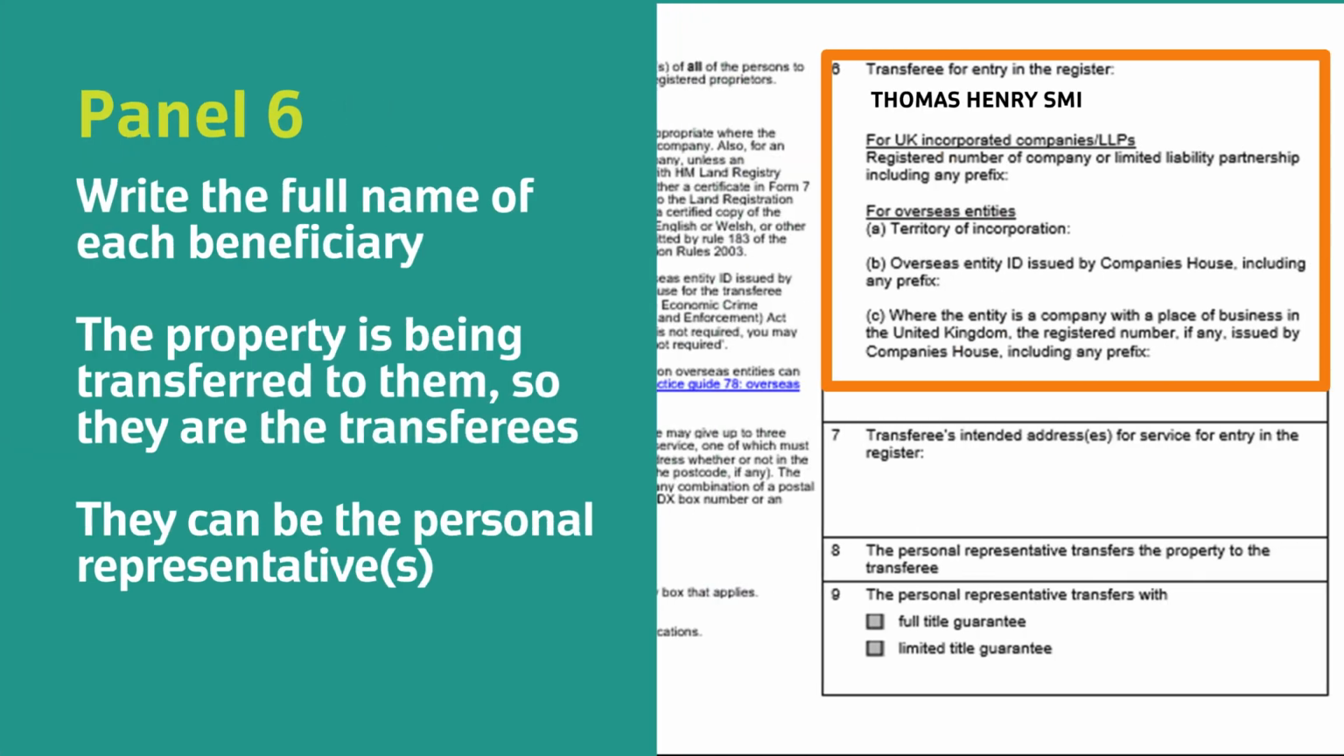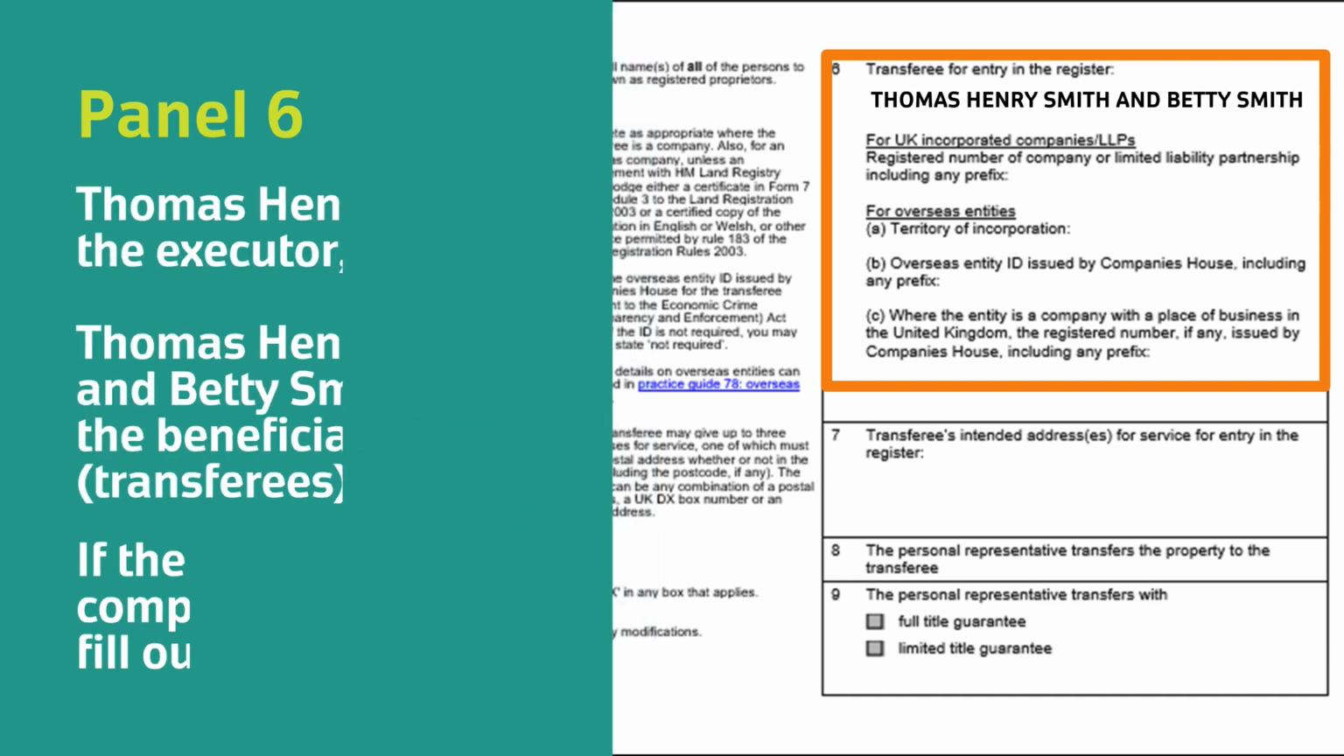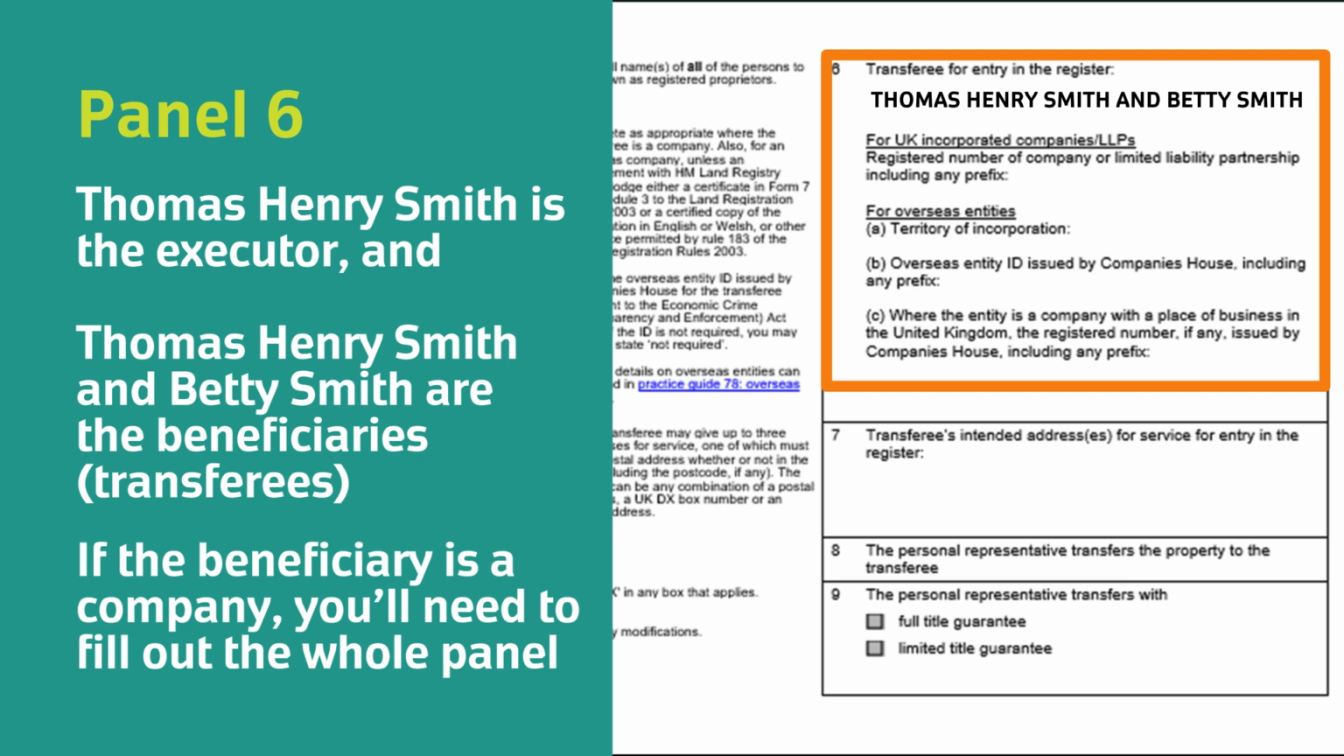Panel 6 asks for details of the transferee, that is, who the new owner will be. Write the full name of each beneficiary. As these are the people the personal representative is transferring the property to, they are known as the transferees. This can be the same person as the personal representative. In our example, Thomas Henry Smith is the executor, but both he and his wife, Betty Smith, are beneficiaries, so we put both their names here. If the beneficiary is a company, you will need to complete the additional questions.